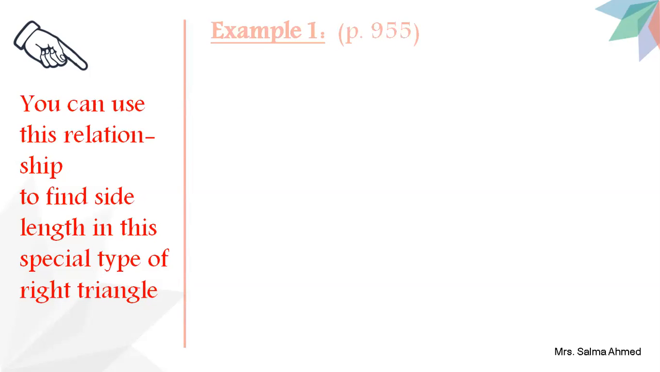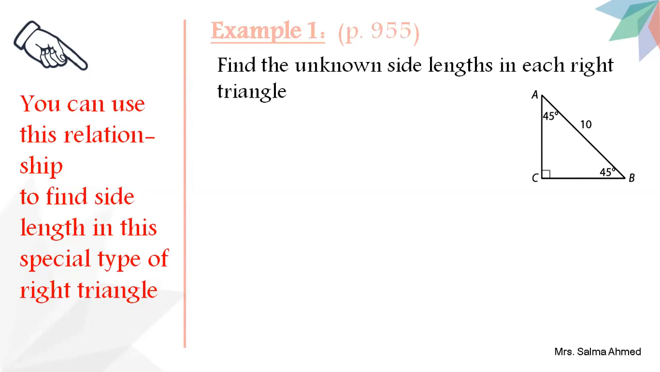Let's have the example which is in your books, page 955. Here we have this triangle which is 45. I need to find the unknown lengths, which are AC and BC. Here we have the hypotenuse, which is 10. I can get the leg by taking the hypotenuse divided by 2 times root 2, which gives me 5 root 2. Now we are going to follow the steps and find out whether it gives the same answer or not.